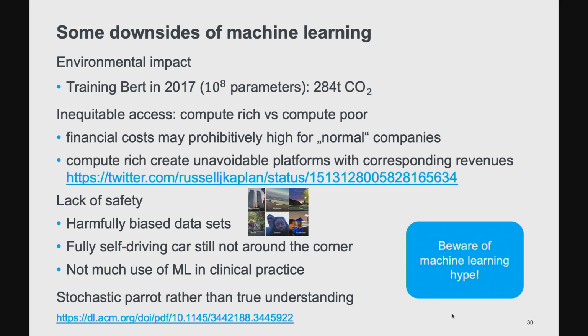There's also other lack of safety. Full self-driving cars are still not around the corner. I have one rather recent car, and it gets confused by the yellow and white lines at construction sites, so I wouldn't trust it to do full self-driving, as its makers claim it could do. Machine learning is tested a lot for clinical problems, for medical problems. But there is not much use of machine learning in clinical practice, a little bit for discovery of skin cancer. So that works pretty well. But in many other places, it remains very challenging to imitate what the medical doctor can do.